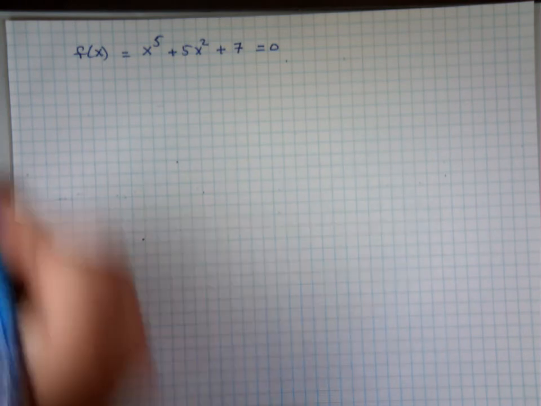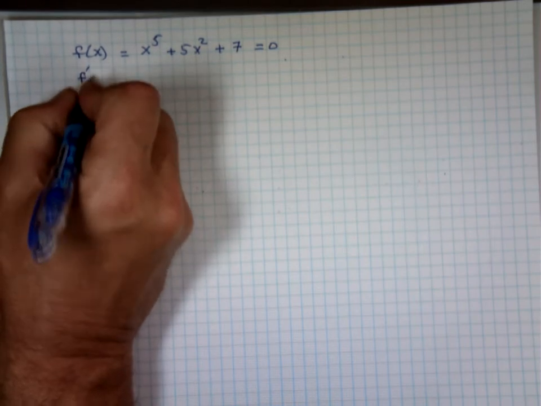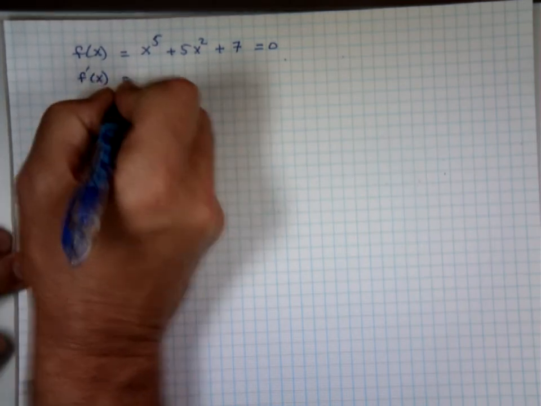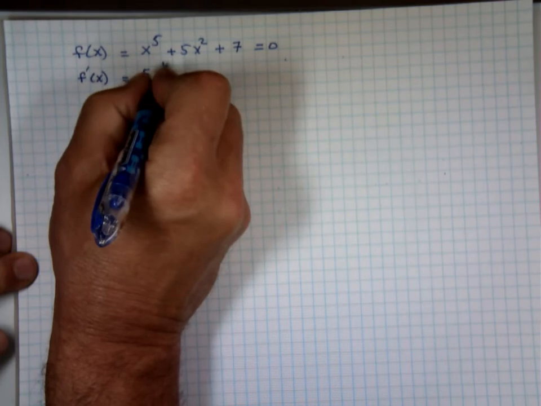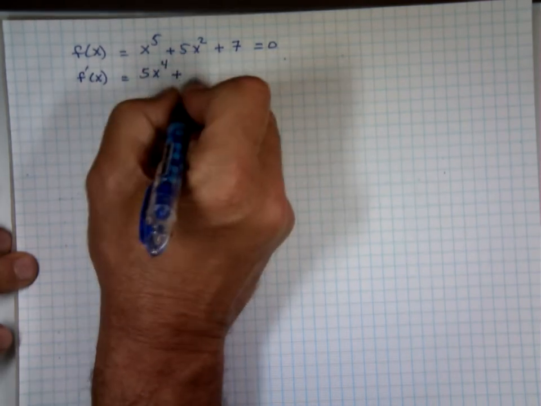I need the derivative of that. Might as well find it right now. What's the derivative? 5x to the 4th plus what? 10x.